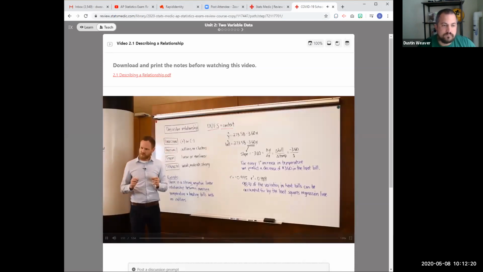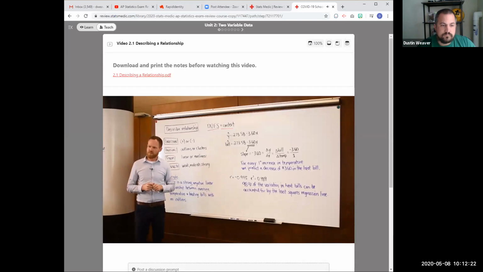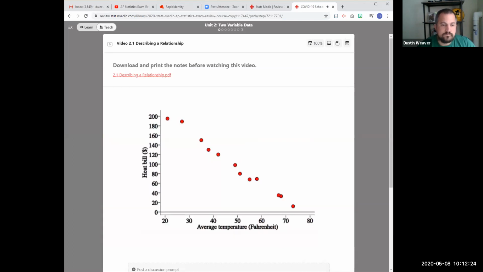Now, let's take a look at what this would look like in the context of an example. In this example, we've collected data points for 12 different months of the year, and for each month we've recorded the average temperature for the month, as well as the heat bill for that particular month.